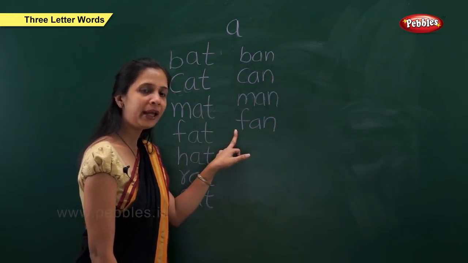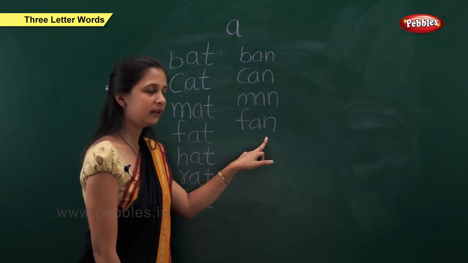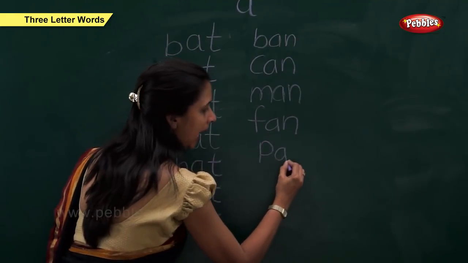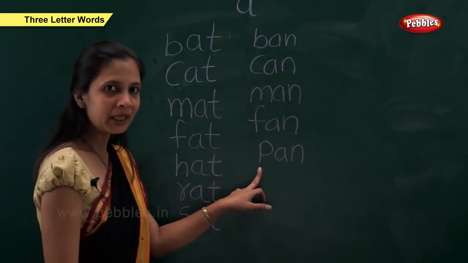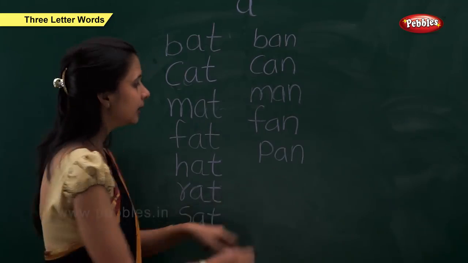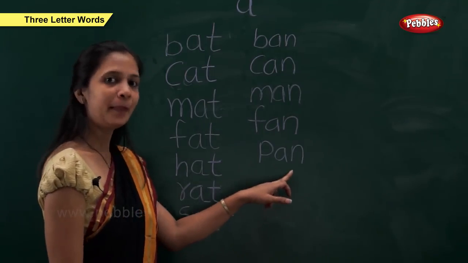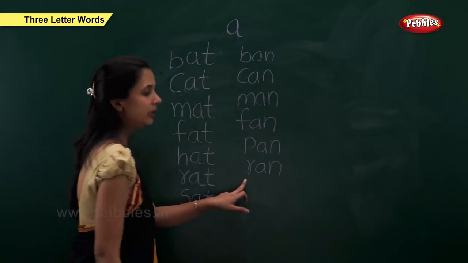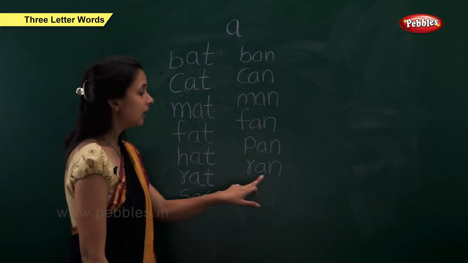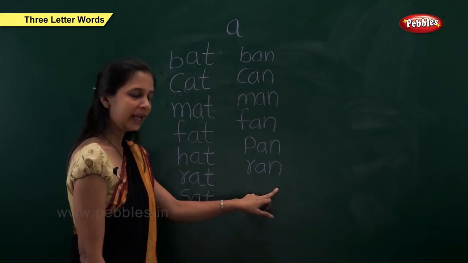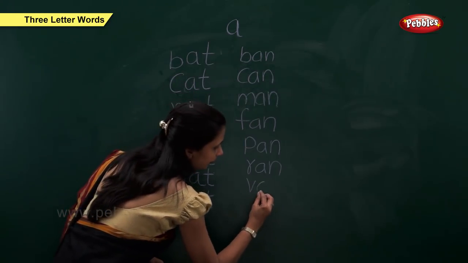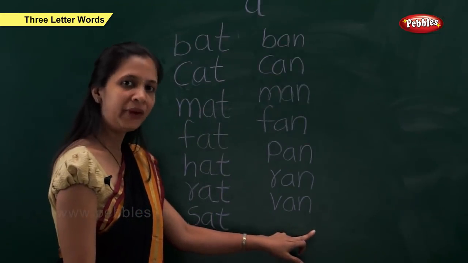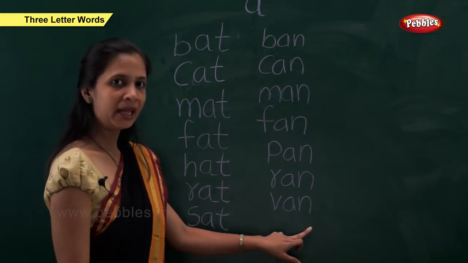F, A, N, fan. P, A, N, pan. The next is R, A, N, ran. The next is V, A, N, van. V, A, N, van.